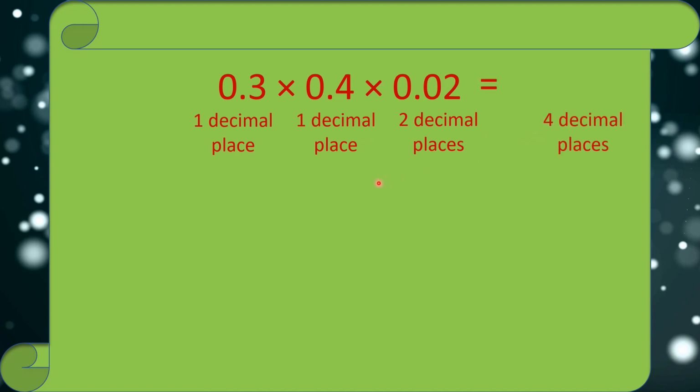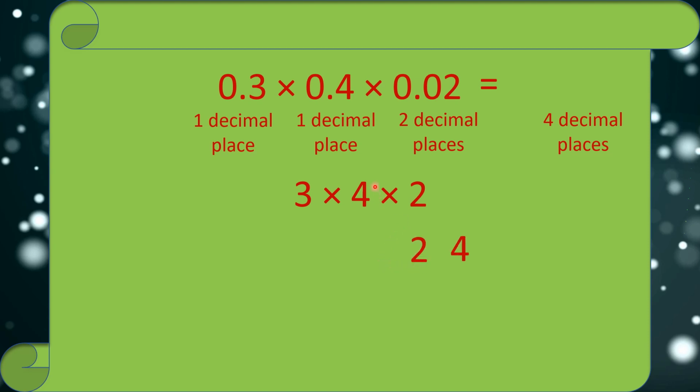But what is the product? So at first we will multiply these numbers just by ignoring decimal point. It means we will multiply 3 by 4 by 2. 3 multiply 4 multiply 2. And what is the answer of this? 3 4s are 12, 12 2s are 24. So 24 is the answer.